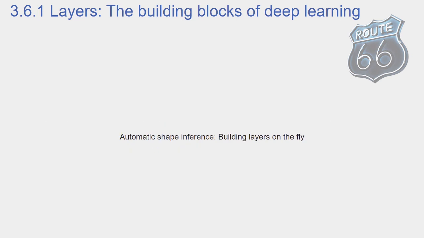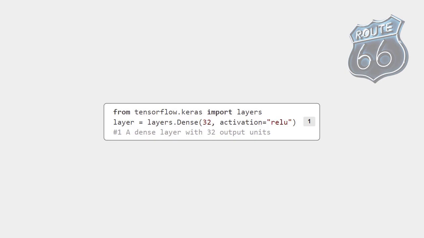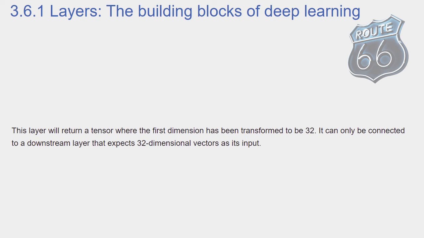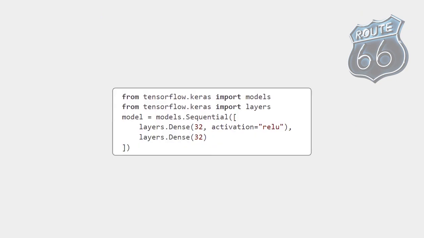Automatic shape inference: building layers on the fly. Just like with Lego bricks, you can only clip together layers that are compatible. The notion of layer compatibility here refers specifically to the fact that every layer will only accept input tensors of a certain shape and will return output tensors of a certain shape. Consider the following example. This layer will return a tensor where the first dimension has been transformed to be 32. It can only be connected to a downstream layer that expects 32-dimensional vectors as its input.